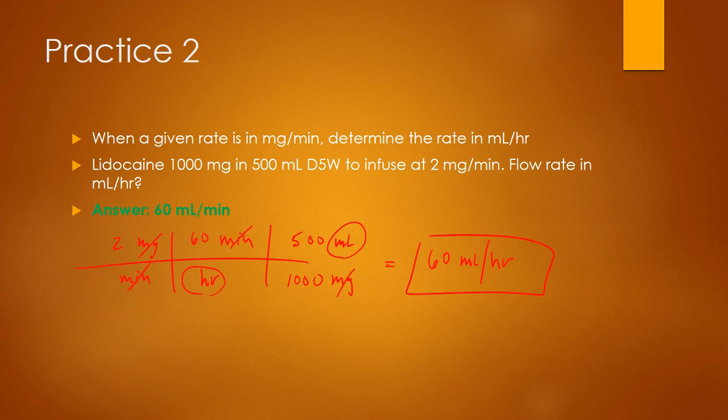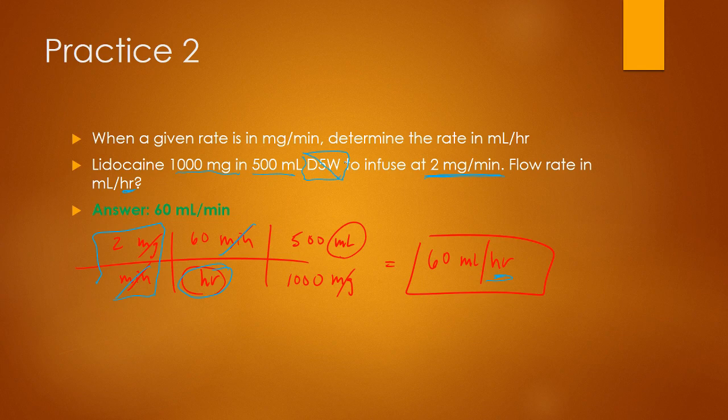So, as we can see, they want the flow rate. This is what is given of the flow rate, so I have it here, 2 mgs per minute. Canceling out the units, because you want it in hours, there are 60 minutes in 1 hour, so the minutes can cancel, and then you're left with hours, which is what you want. And in order to convert the mgs to mL, you can see that you are given lidocaine 1000 mgs and 500 mLs D5W.